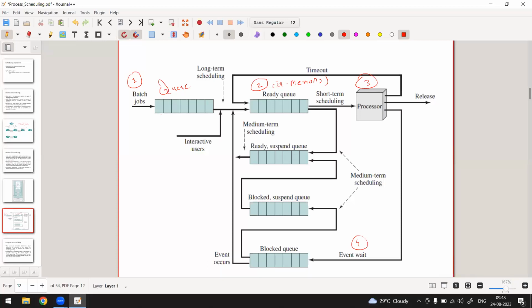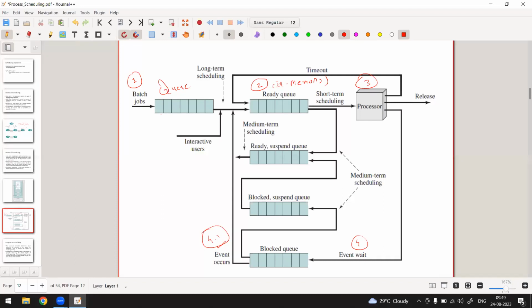So it will be in the block queue. Now from the block queue, there are two possibilities. Either it will move to the ready queue again when the event happens. This is the first possibility. The second possibility is that it will go into the block suspended queue.